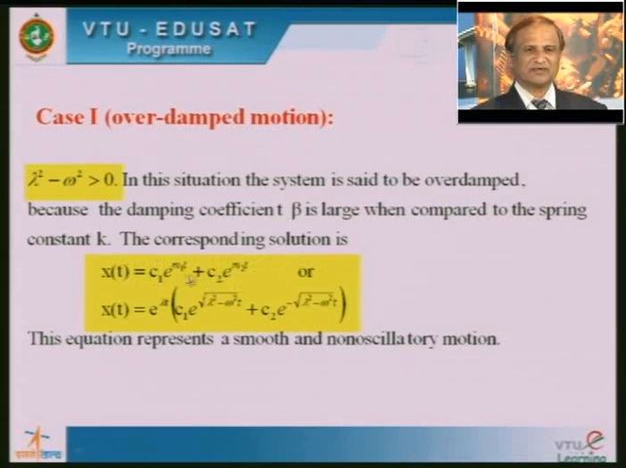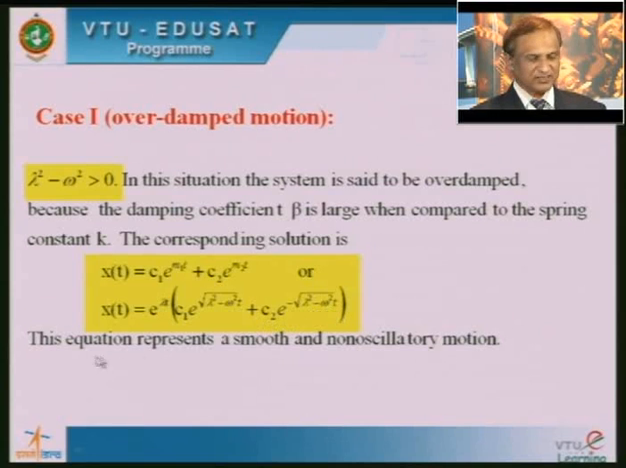Now, as usual, you can find out the roots. You can write down the complementary function. We have already calculated the value of m1 and m2, so as usual you can write down c1 e to the power m1 t plus c2 e to the power m2 t. Is it clear? And you know the value of m1 and m2, so we can substitute: e to the power minus lambda t, c1 e to the power square root of lambda square minus omega square t plus c2 e to the power minus square root of lambda square minus omega square t.